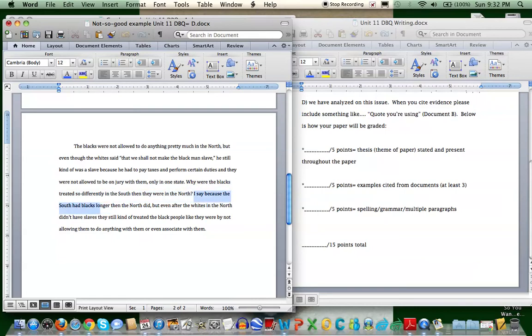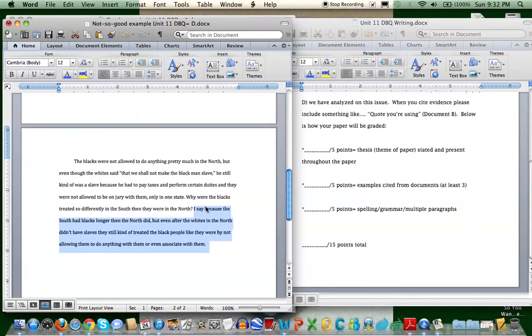I say because the South had blacks longer than the North did. But even after the whites in the North didn't have slaves, they kind of treated black people like they were by not allowing them to do anything with or even associate with them. Again, I know this student, and this is with so many of you guys, I know that you understood some of the material, but you're not showing me exactly what you know, so I can't give you full credit. I believe this student received a D-.